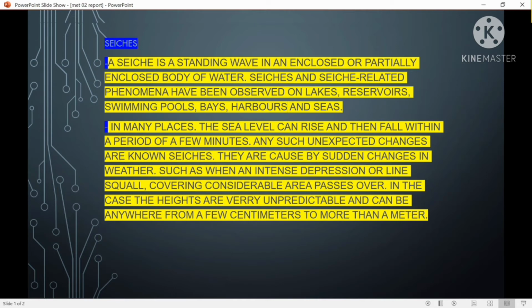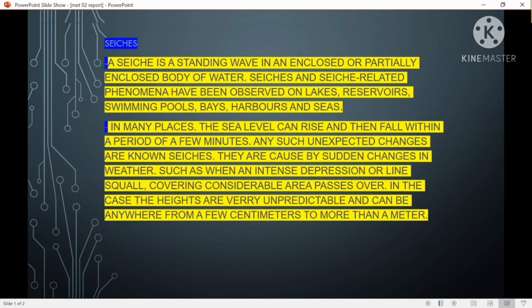In many places, the sea level can rise and then fall within a period of a few minutes. Any such unexpected changes are known as seiches. They are caused by sudden changes in weather, such as when an intense depression or line squall covering considerable area passes over. In this case, the heights are very unpredictable and can be anywhere from a few centimeters to more than a meter.